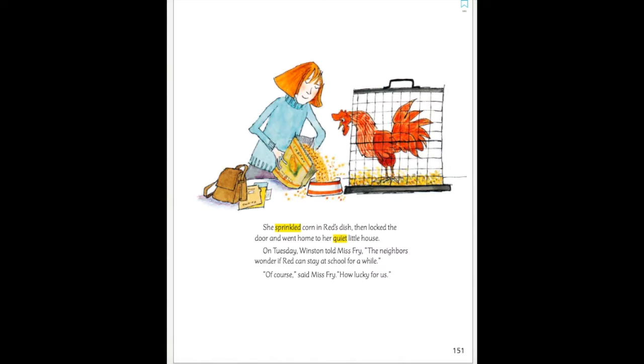What does Miss Fry do just before she goes home?